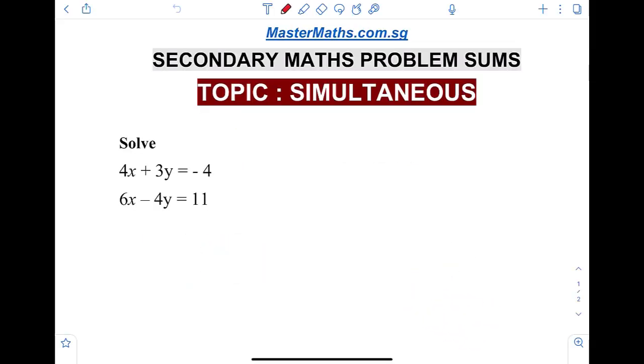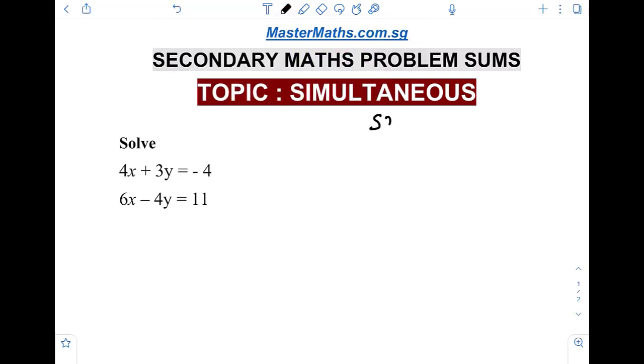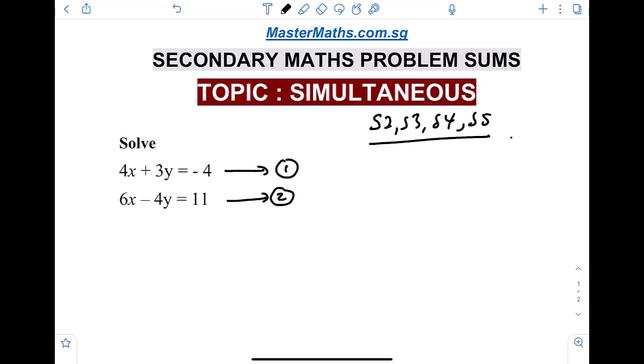Simultaneous equations. Now this topic is applicable for Sec 2 and above. So Sec 2, Secondary 3, Secondary 4 and also Secondary 5 students. Solve these equations. So the first step is to label your equation as 1 and 2. Alright, you can use either elimination or substitution.